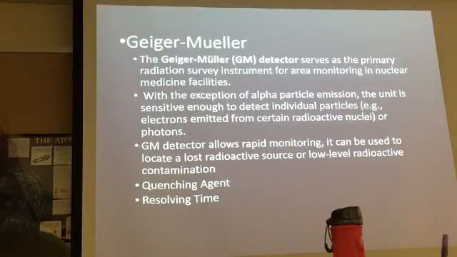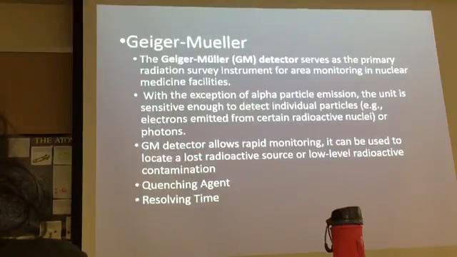With the exception of alpha particle emission, the unit is sensitive enough to detect individual particles. It can detect individual electrons emitted from certain radioactive materials, or photons. So it can do gamma as well. It can detect gamma photons. It can detect X-rays. But it can detect, you know, one single particle. Geiger Muller detectors allow rapid monitoring. It can be used to locate a lost radioactive source or low-level radioactive contamination.